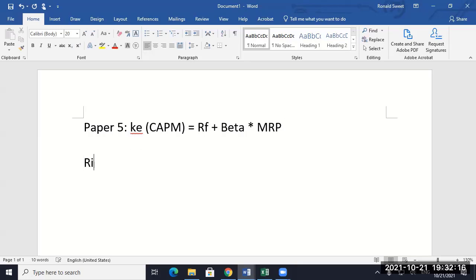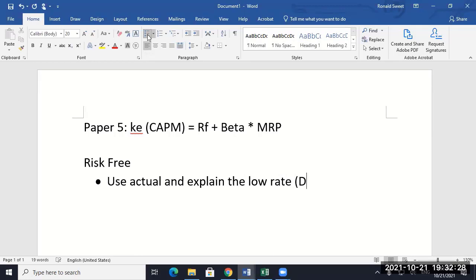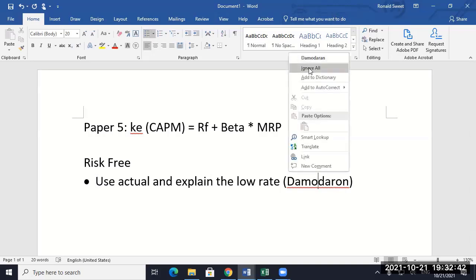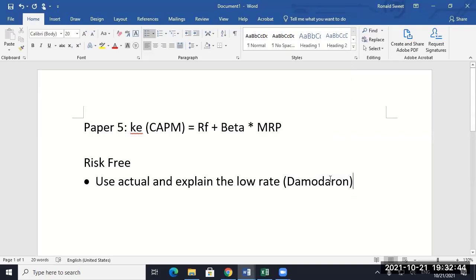We talked about risk-free last time. I gave you a few approaches. One is use the actual and then explain the low rate. And you can use Damodaran to help you with that. If someone finds a more current Damodaran, send it along to me. I should go out and research that. I'm sure he's written about it again. Bill Gates doesn't know him, but that is his name. It might be AN at the end, Damodaran. Oh, he does know Damodaran.